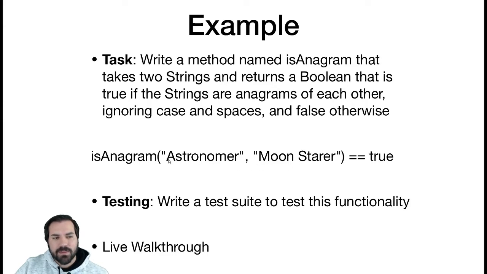So for example, if the input is "astronomer" and "moon starer", it's all the same exact letters. We have different capitalization and we have a space in here. We have different spacing, but they contain all of the same characters as each other. So my method for this example should return true, just to get an idea of what we're trying to do here. And then write a test suite to test this functionality.